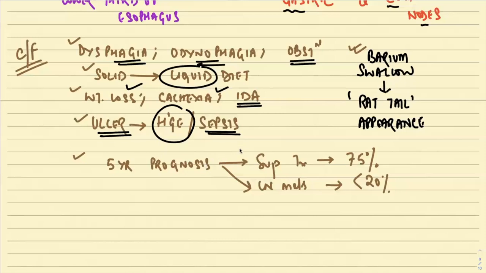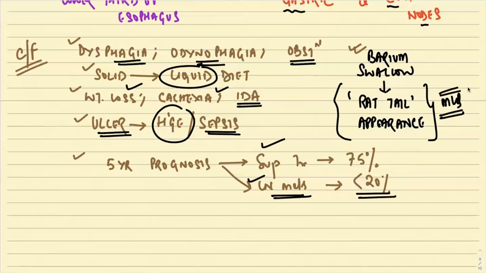The five-year prognosis over here, in case of superficial tumors, is 75%, whereas in cases where lymph node metastasis has already taken place, the survival goes to less than 20%. Now, in the barium swallow, the classical feature is a rat tail appearance, which is classically seen in case of barium swallow.